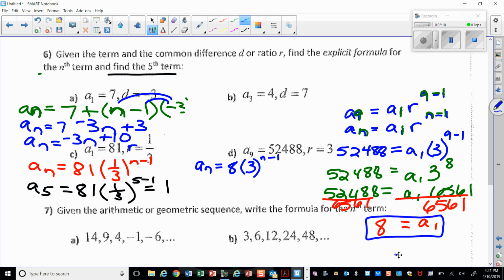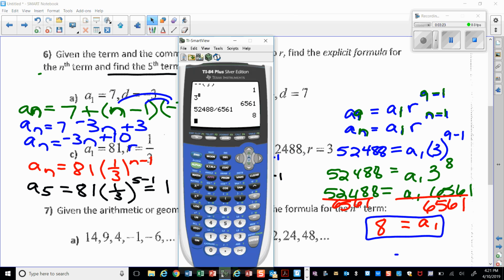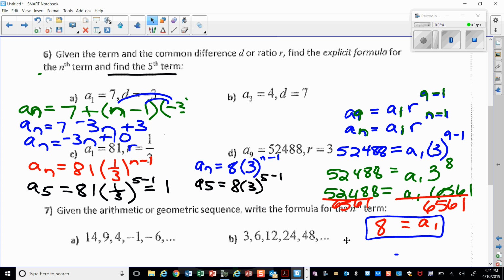All right. And then now if I wanted to find the fifth term, that means n is equal to 5. So put 3, and it would be 5 minus 1. And I'll just type that into the calculator. So that would be 8 times 3, my ratio. And the exponent would be, I want the fifth term, so it would be 5 minus 1. So it would be 648 would be the fifth term. All right, so a sub 5 is going to be 648 for the fifth term.